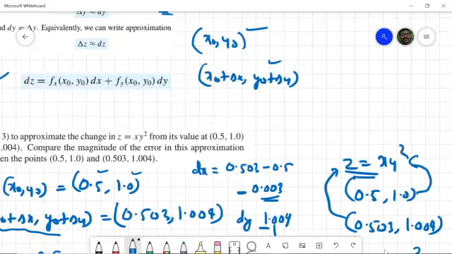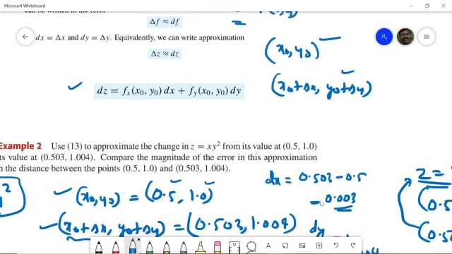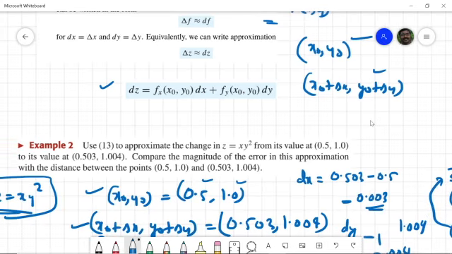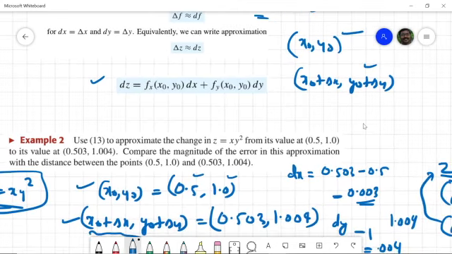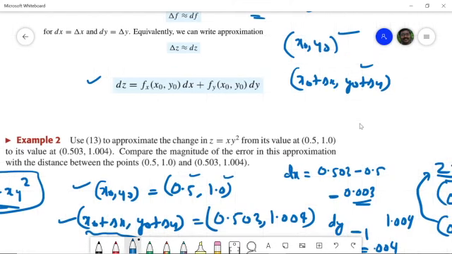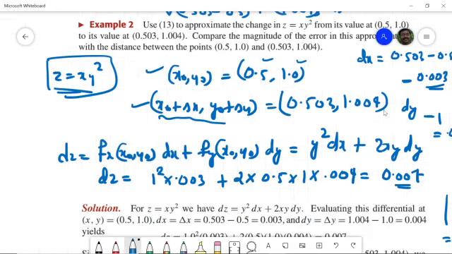Now they have also asked you to compare the magnitude of the error in this approximation with the distance between the points (0.5, 1) and (0.503, 1.004). So it's very simple. You know the magnitude of the error. Now you find the distance between the 2 points. What is the distance between the 2 points? You know the 2 point formula, it is basically the root of (0.503 minus 0.5) square plus (1.004 minus 1) the whole square. So this is the distance. You divide the error with this distance. So that is the comparison.